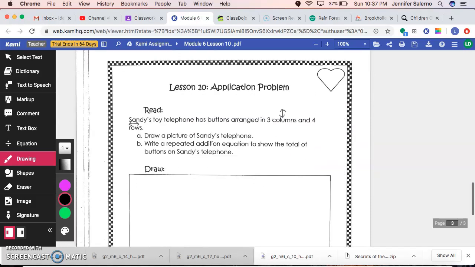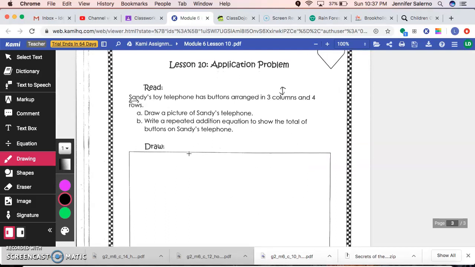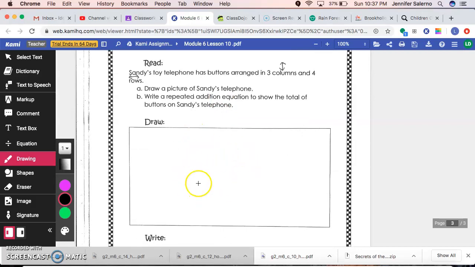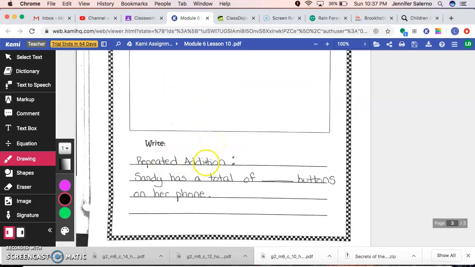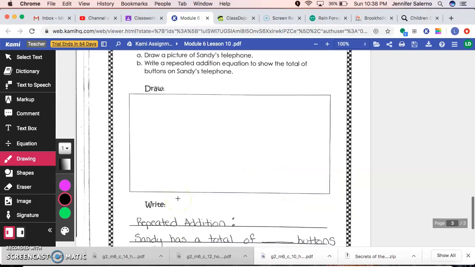And then that brings us down to our application problem for today. Sandy's toy telephone has buttons arranged in 3 columns, up and down, and 4 rows across. Draw a picture of Sandy's telephone. So you're going to draw a picture here, which I'm going to help you get started. And then you, of course, after your picture's done, you will write a repeated addition equation to show the total number of buttons. And then Sandy has a total of blank buttons on her phone, okay?